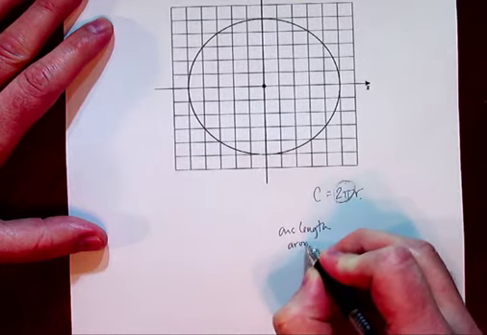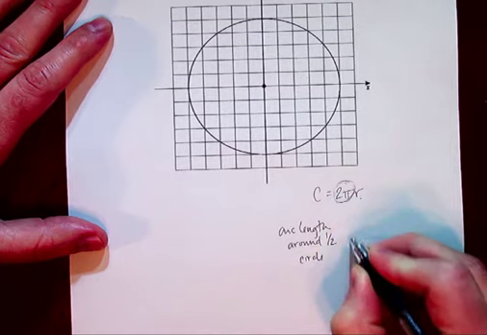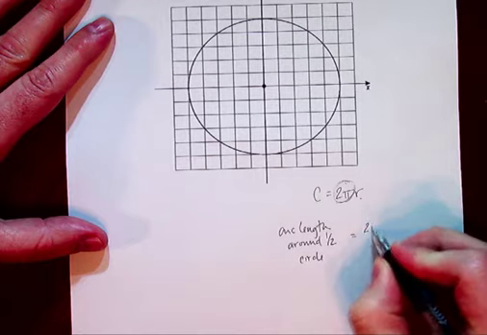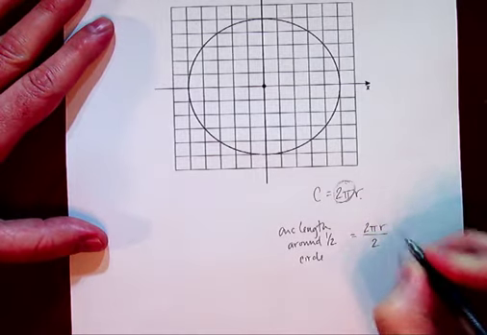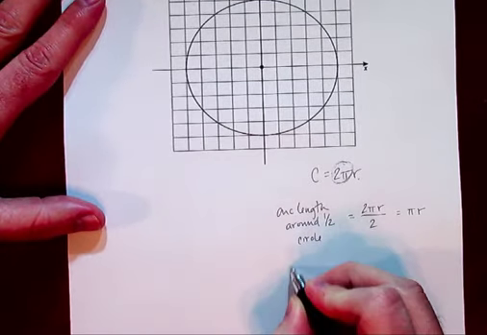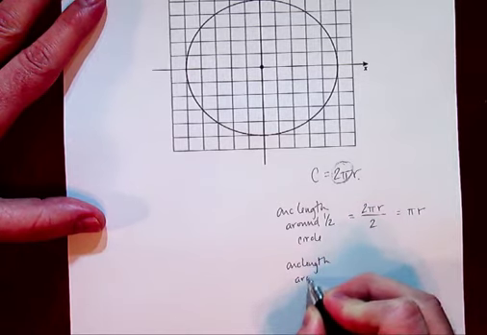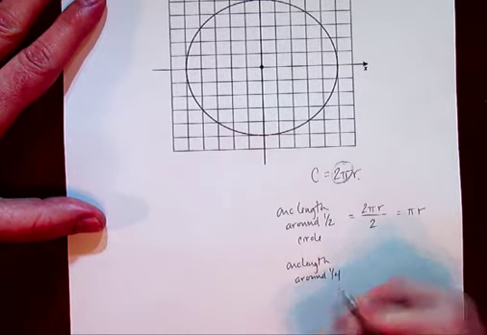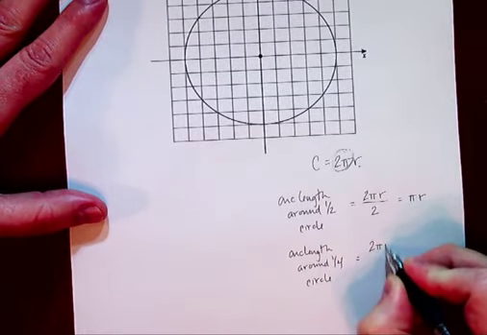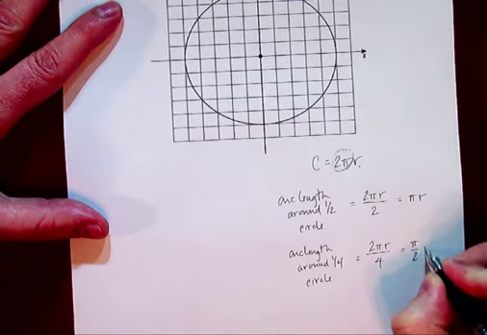around half the circle. Well, wouldn't I just take half of this? I would take 2 pi r over 2, and that would be equal to pi r. Okay, well, what if I wanted an arc length around a quarter of the circle? Okay, and that becomes 2 pi r over 4, or pi over 2 r.